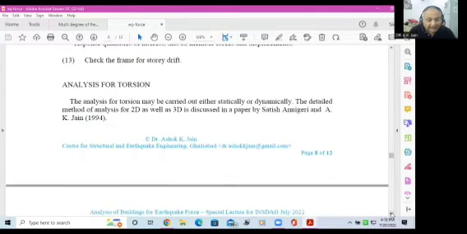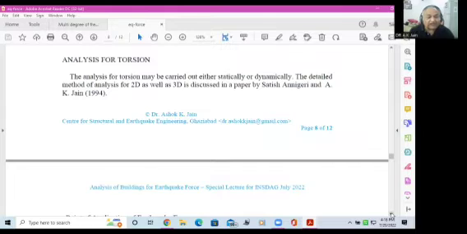Now, another very important factor is the analysis for torsion. Torsion is a very, very important factor in earthquakes, and most of the buildings that have collapsed all over the world, whether it is Japan, California, India, China, Italy or Iran, you find that torsion is responsible for most of the damage, whether it is a steel building or an RC building or even a masonry building.